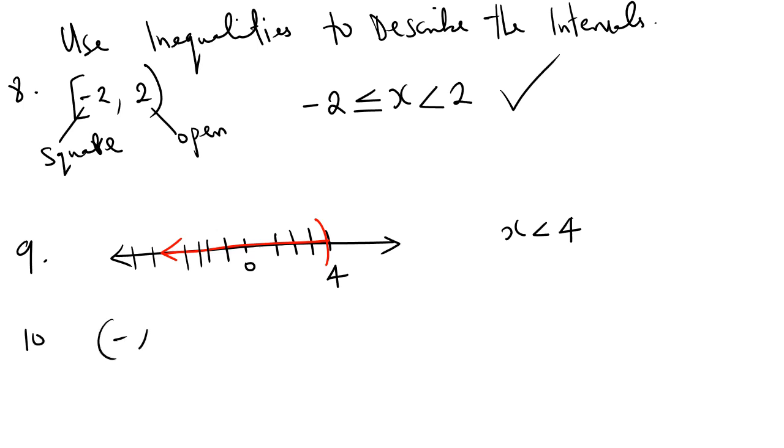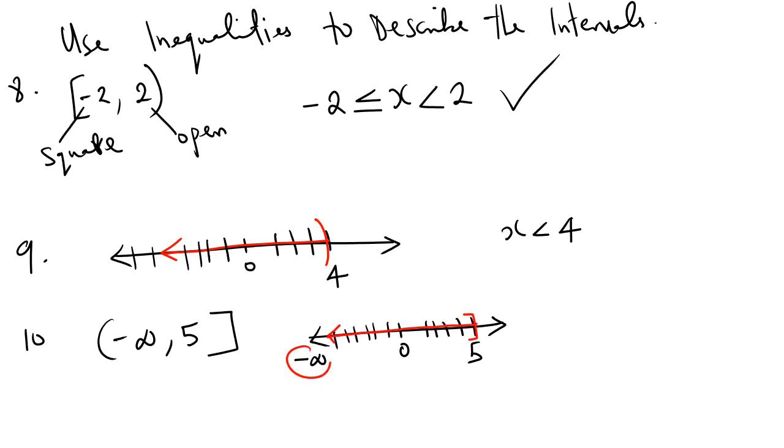You have negative infinity, you have 5, and you have a square bracket. So for this here, this is 0, 1, 2, 3, 4, 5, and negative infinity is to the left. So you have numbers that keep going forever. What you have here is the numbers moving from 5 all the way to negative infinity. And we know negative infinity is not a real number. So because of that, we just have x is less than or equal to 5.